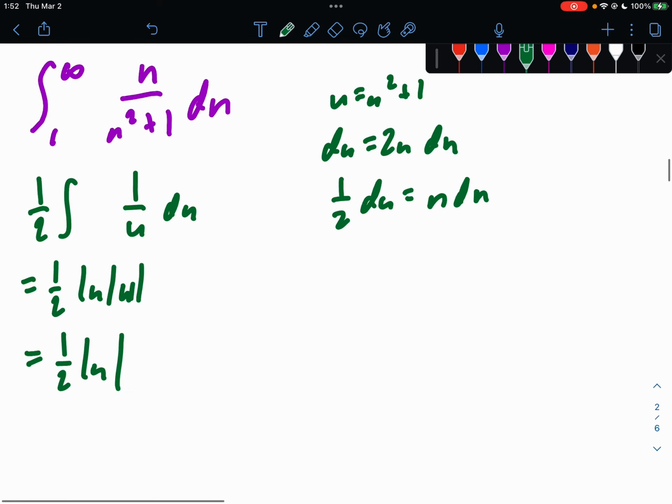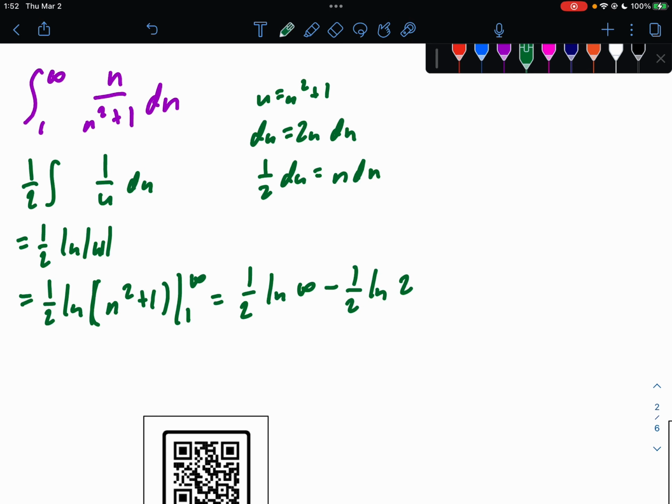That's going to be 1/2 ln of infinity minus 1/2 ln of 2. So ln of infinity is going to just keep going to infinity much faster than ln of 2 does anything. So therefore, this one will diverge, which means this whole thing diverges. So we can say our summation of n equals 1 to infinity of n over n squared plus 1 diverges.